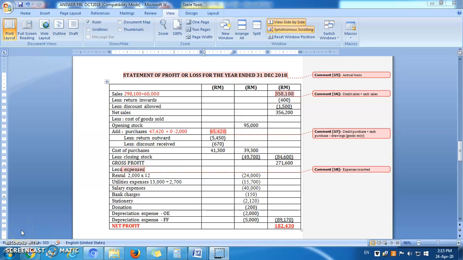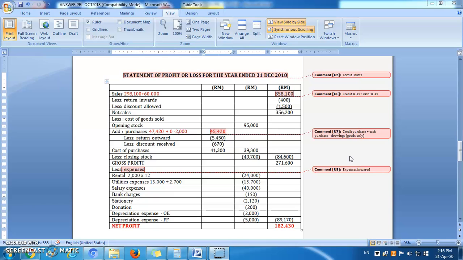The next task is to prepare our statement of profit or loss for the year ended 31st December 2018. So I have added several comments. When we prepare our SOPL, it must be prepared according to accrual basis, meaning revenues and income listed in SOPL must be revenues earned and expenses incurred.